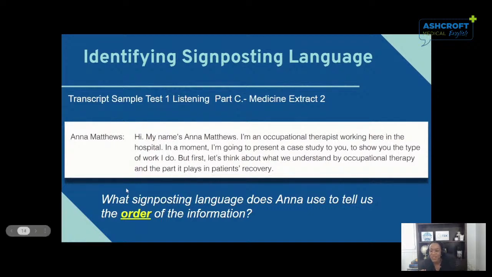Okay, so a question for you, everyone. What signposting language does Anna use to tell us the order of the information she's going to give us? I'll give you a moment to have a think about that, and you can pop your answers, rather, in the comments section.